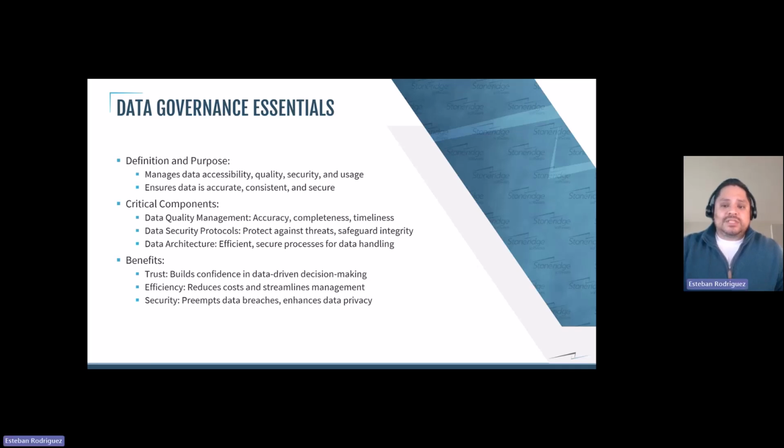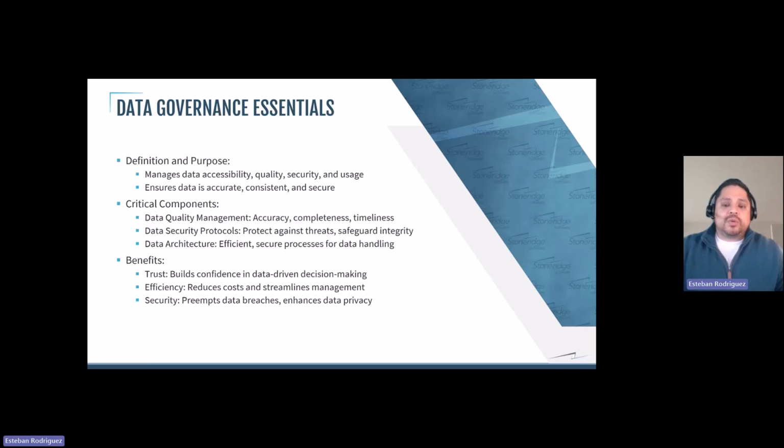Another key benefit is efficiency. By eliminating data redundancy and streamlining data management, we not only save on costs, but also make our processes leaner and faster. And finally, security. By proactively managing data security, we not only comply with global data protection regulations, but also protect our stakeholders and ourselves from data-related risks. Data governance is an indispensable part of our digital transformation journey.